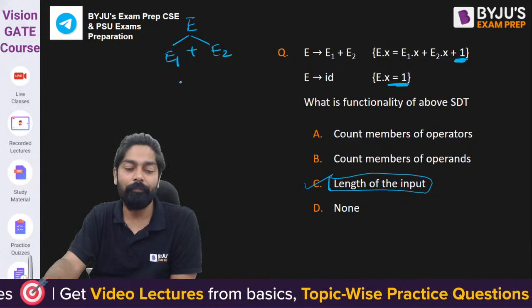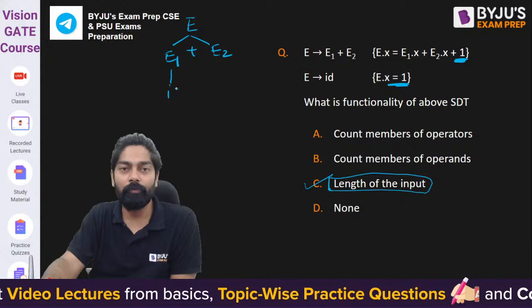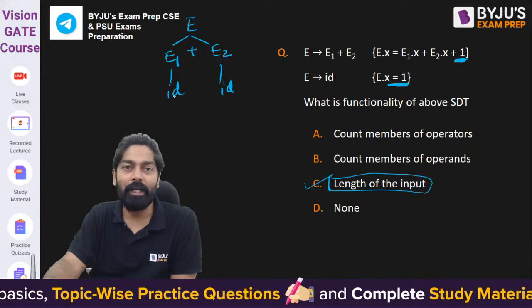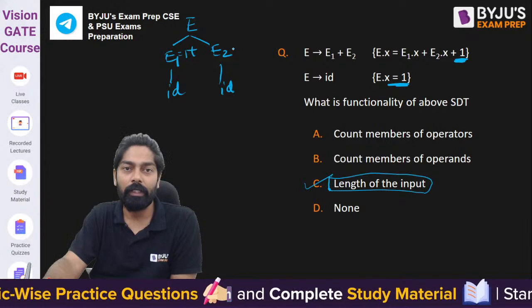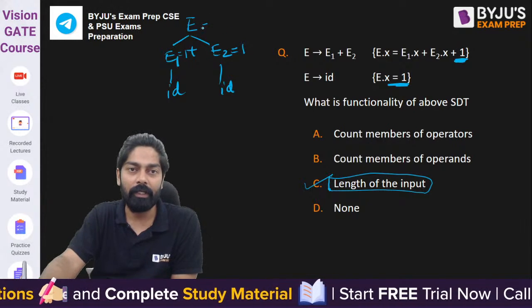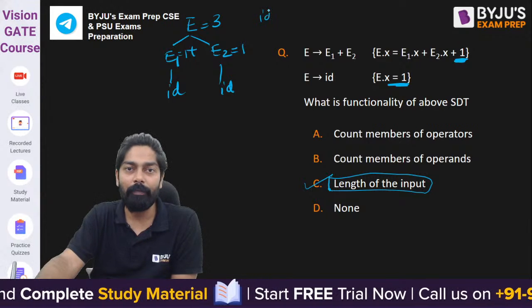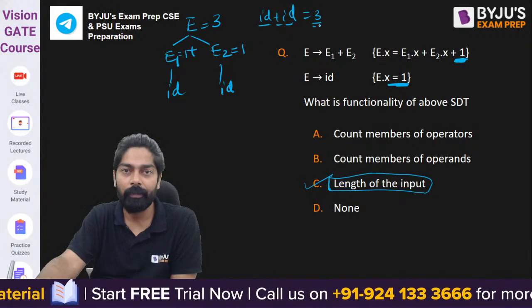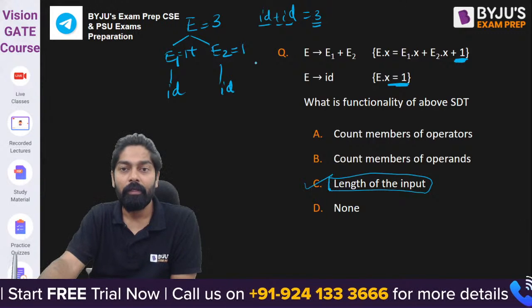And what we have? Now E goes to, let's suppose we have ID and ID. So ID plus ID. See clearly, E1 is nothing but 1 here, E2 is nothing but 1 here. Now 1 plus 1 plus 1, what will I get here? I will get 3 here. So in ID plus ID, the length is 1, 2, 3. So I will get 3.